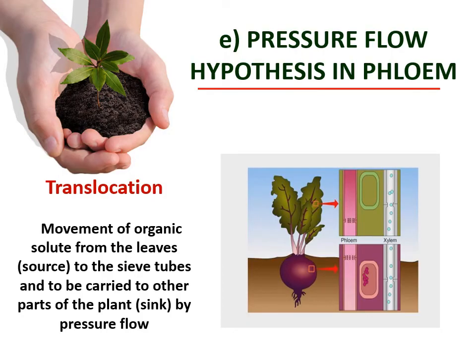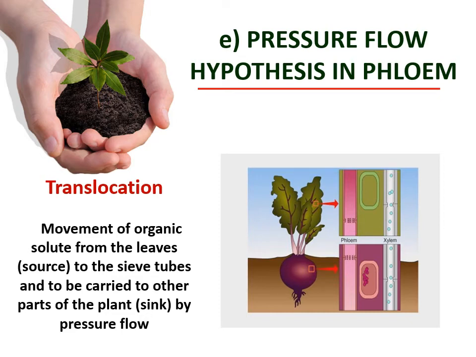Vascular plants produce nutrients such as sucrose in their leaves by photosynthesis. These nutrients must be transported to the rest of the shoot or the root tips where growth occurs. The nutrients are transported in a process called translocation. Translocation is the movement of organic solute or phloem sap from the leaves, or source, to the sieve tubes, to be carried to other parts of the plant, or sink.